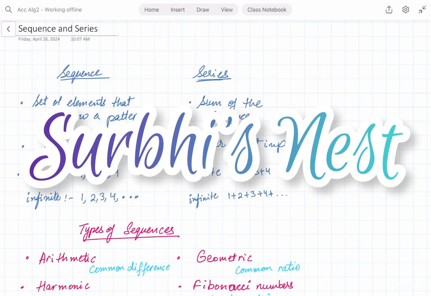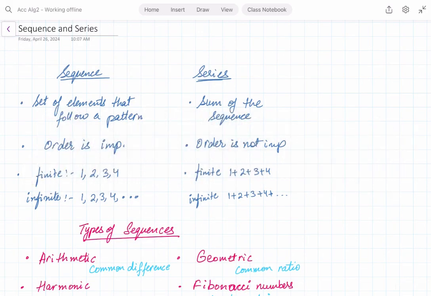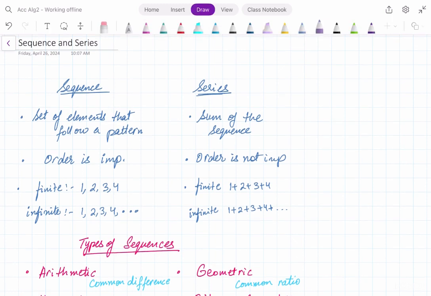Welcome back. Today we will be talking about the sequence and series. Let's start with the difference between sequence and series. A sequence follows a pattern, whereas a series is a summation of the sequence. So order is important in a sequence, whereas order is not important in a series.